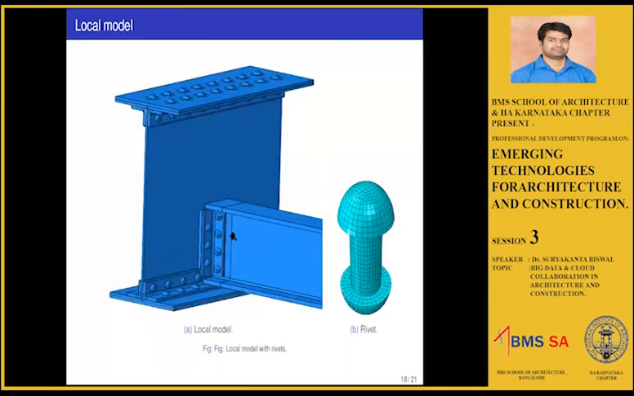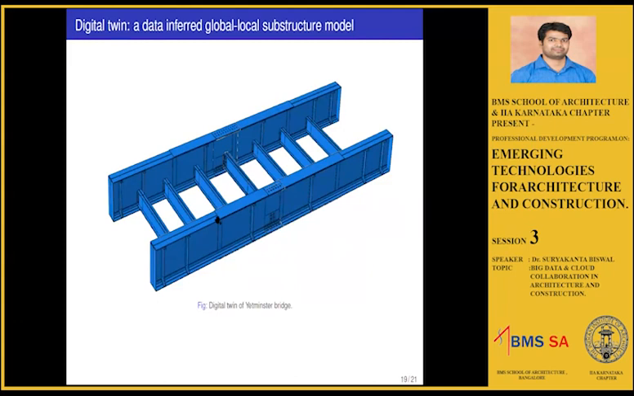Then the local model includes all the rivets also. So it includes each and every component that is available in the piece. Then the digital twin will have the global and local substructure model. So it will have the global FE and it will also have the local part. If we are interested in this connection, we'll have the local section here. If you want the behavior here, we'll shift the local connection to here.